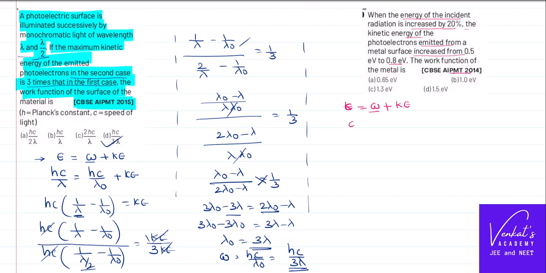So when energy is increased by 20%, the equation we can write here is: energy in the first case is E, in the second case is E plus 20% of E. The metal work function remains the same because the metal is the same. Kinetic energy in the first case is 0.5 electron volts. In the second case, the kinetic energy is, as given, 0.8 electron volts.